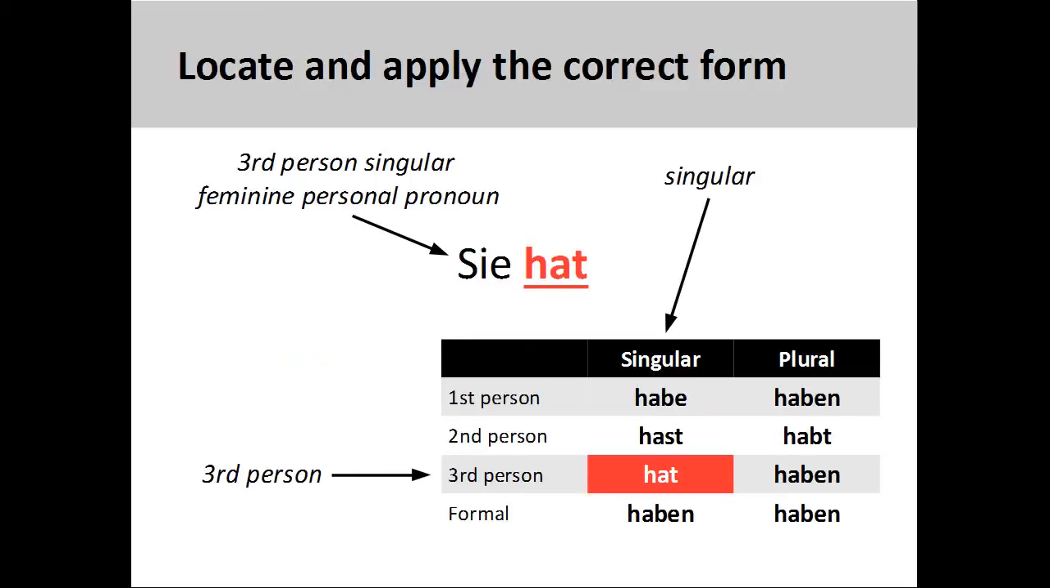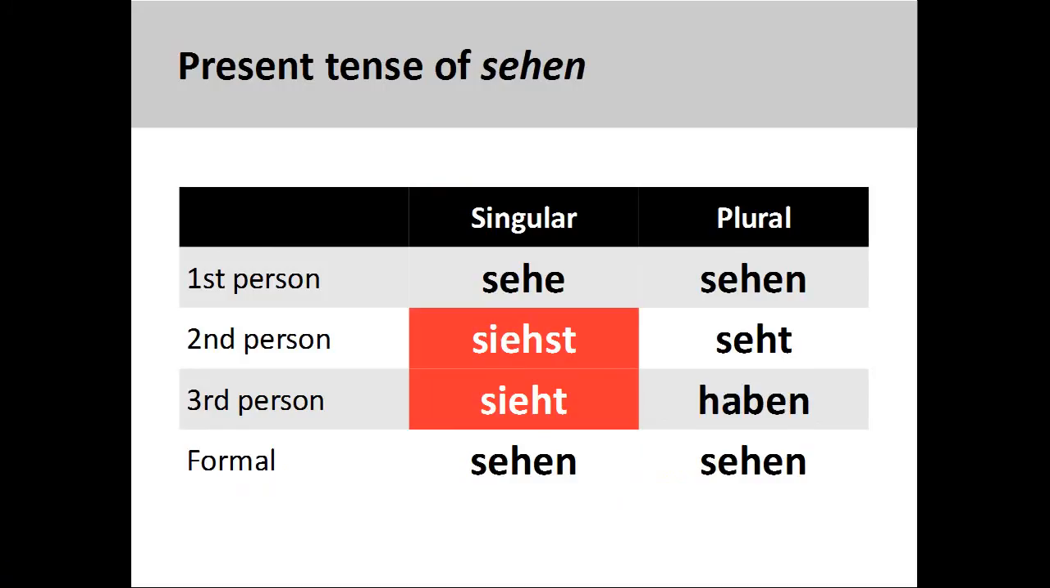When dealing with irregular and strong verbs, then, we need to be aware that the second and third person singular conjugations will be different. The sentence sie hat, she has, shows the correct third person conjugation. The verb sehen, to see, is another example, this time using a strong verb.